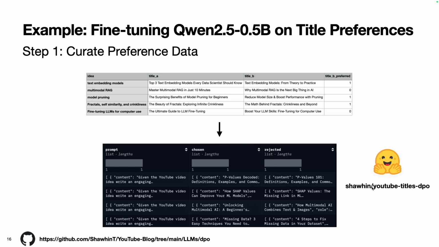This dataset is again available on the Hugging Face Hub. It's called YouTube Titles DPO. And then the notebook I used to translate the preference dataset into this format is also on GitHub.